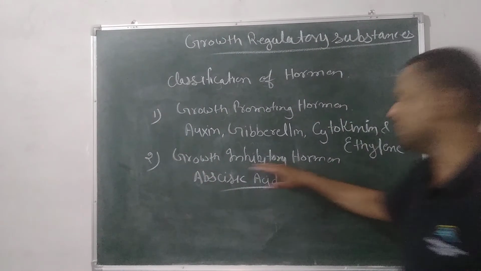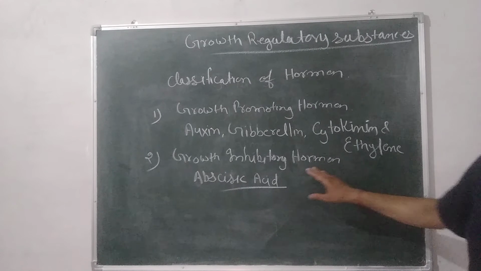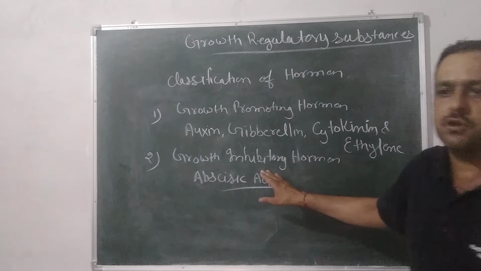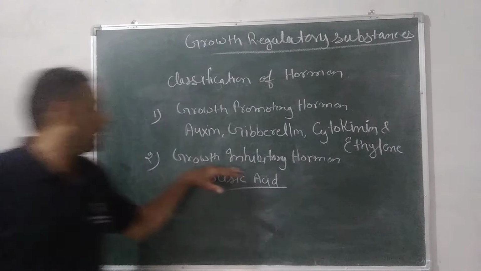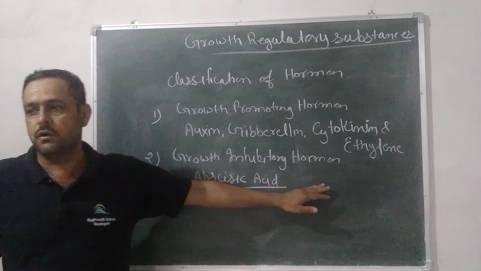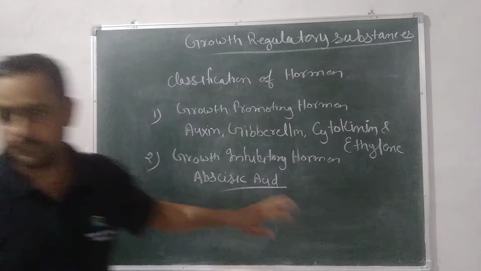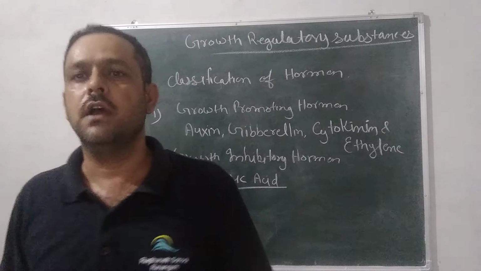Second, growth inhibitory hormones. The hormones which reduce the growth rate of plants are called growth inhibitory hormones. Abscisic acid is a growth inhibitory hormone.